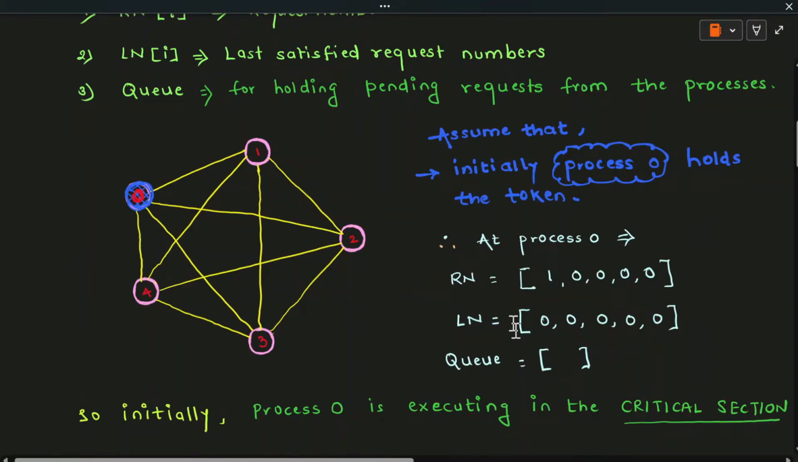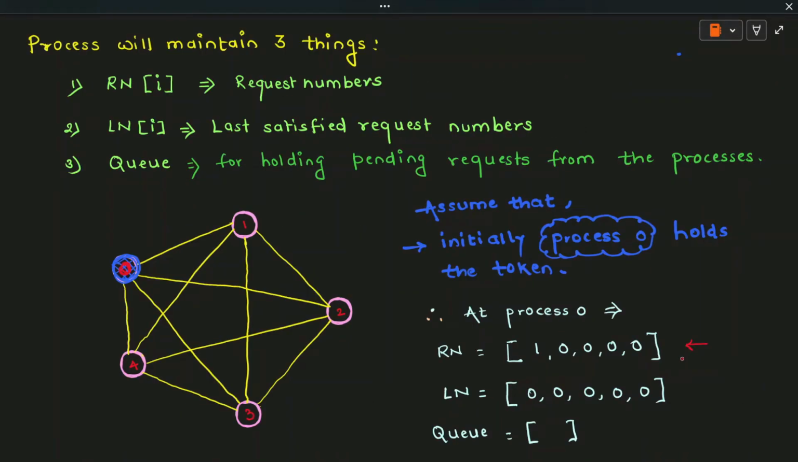Let us see this diagram. One distributed environment is shown. In that environment, 5 sites are working together: site number 0, 1, 2, 3, 4. Initially, we can say that site 0 or process 0 contains the token. Now, at process 0, Rn is the request numbers array, Ln is the last satisfied request numbers, and Q is used for holding the pending requests from the processes.